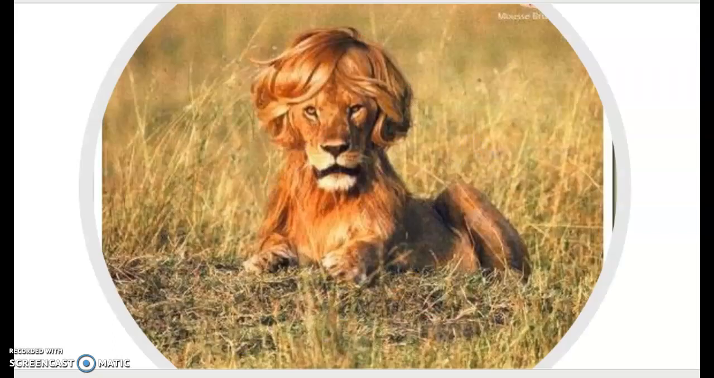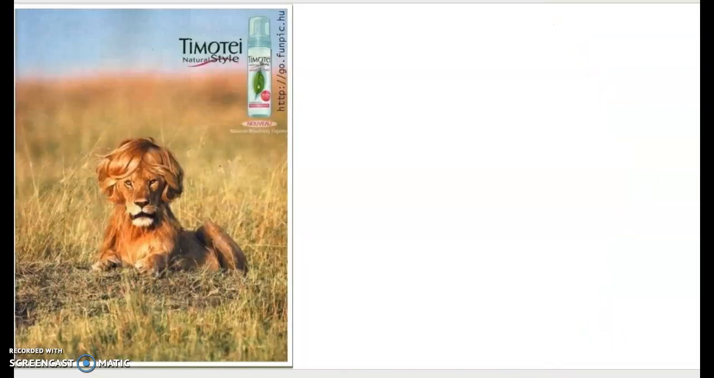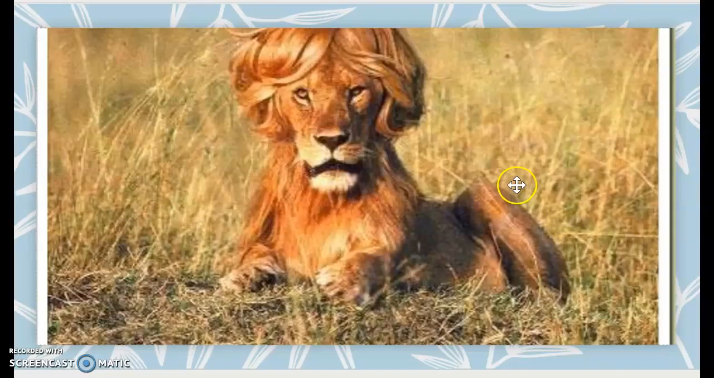All right, here's a lion for a shampoo. So you can see the shampoo. However, the lion's hair is nicely done and tamed, unlike the lion. So, what type of propaganda is that?